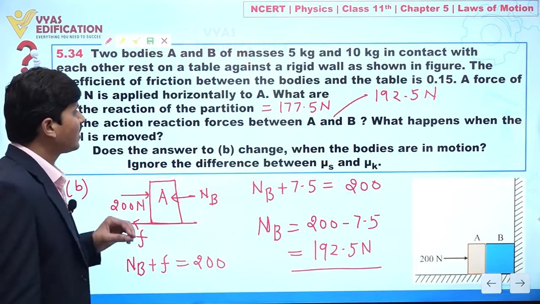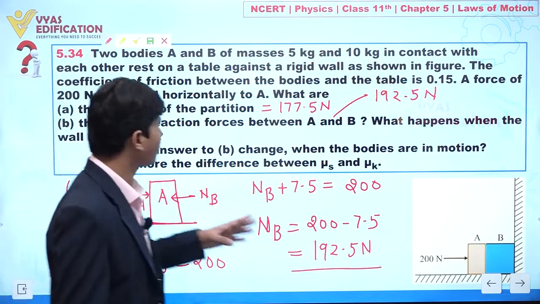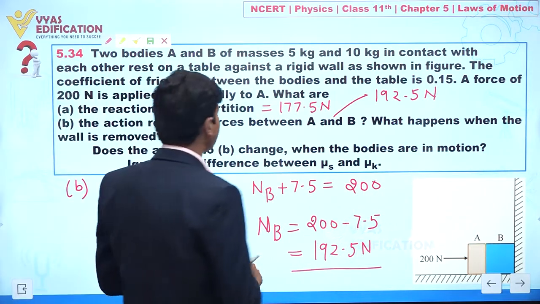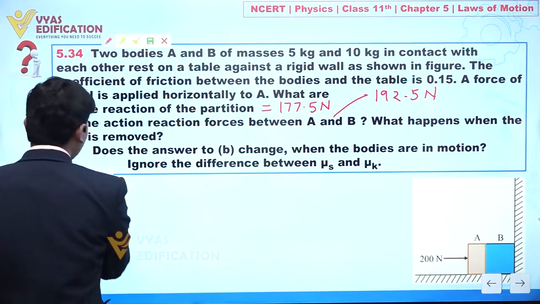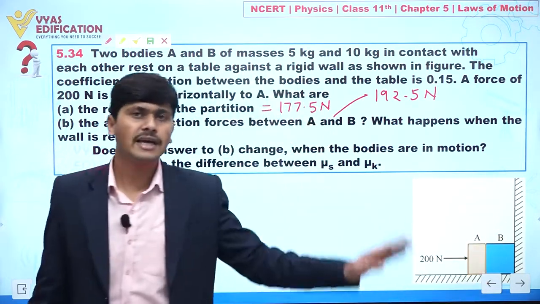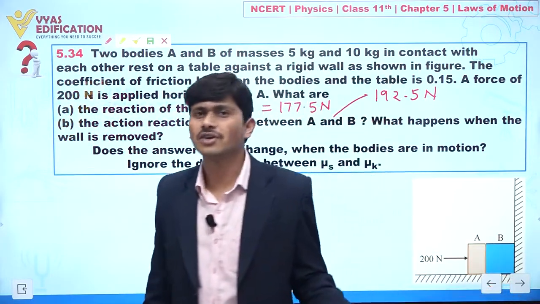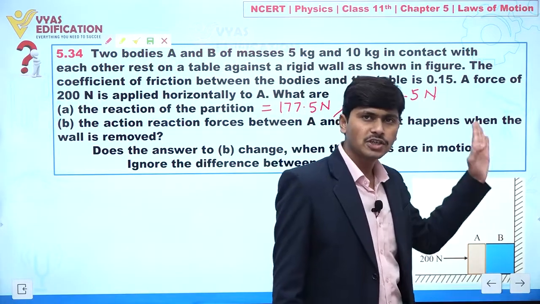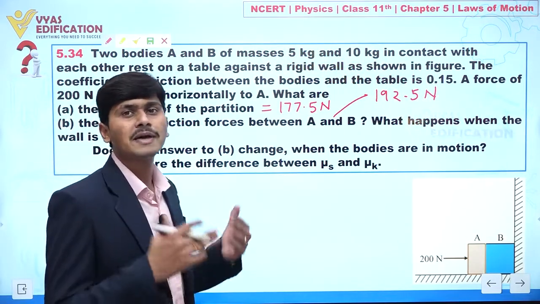Now the next part is given to you: what will happen when we remove this partition wall? Let us try to understand. We are applying a force of 200 Newton, and if we take A and B as a system, we have already calculated friction, which is equal to 22.5 Newton. If we remove this partition wall, definitely this system comes into motion, or we can say some acceleration will act.